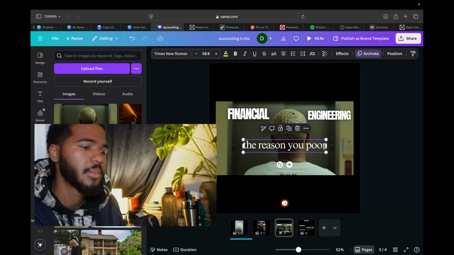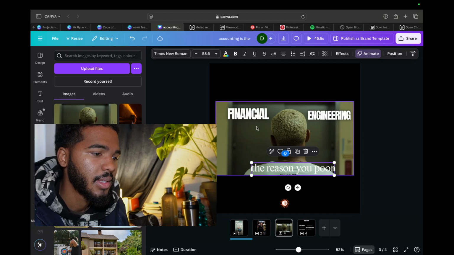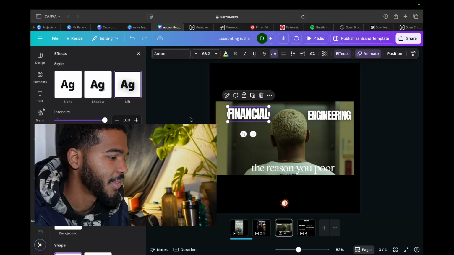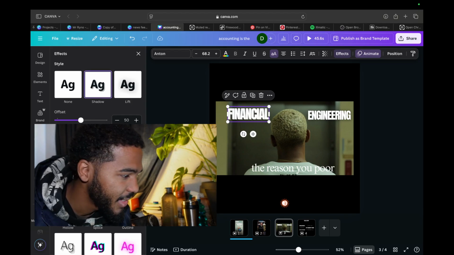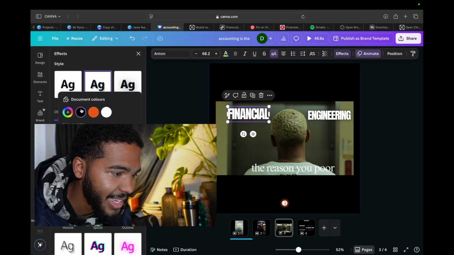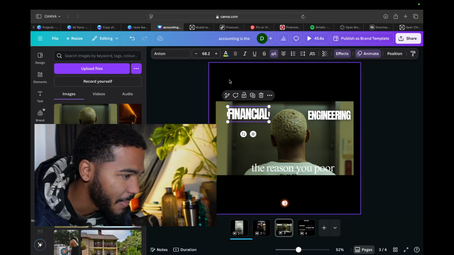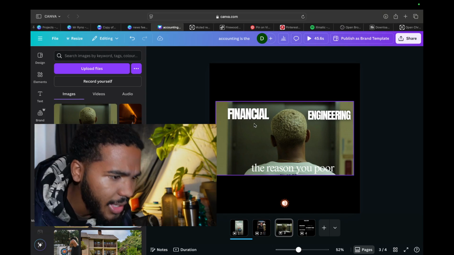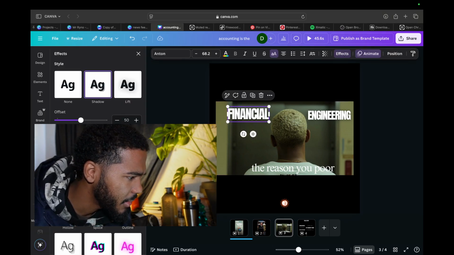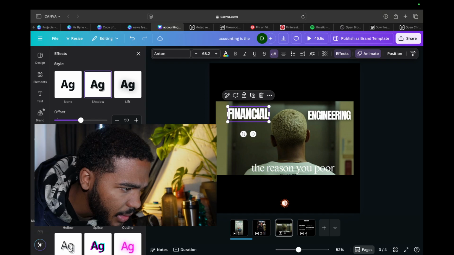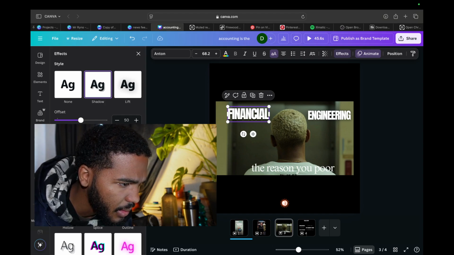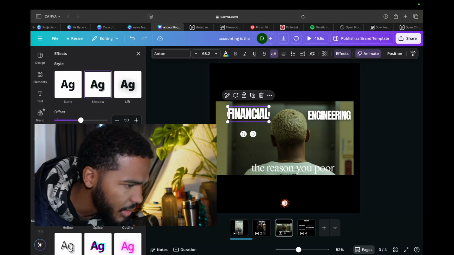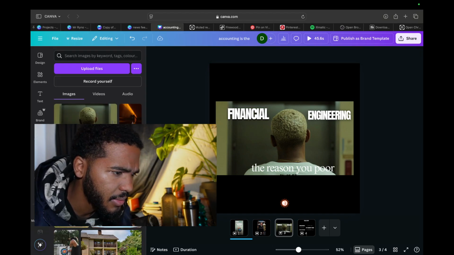How does that look? The reason you're poor. Then you let it float. Oh, it's already lifted. What else could I do? How does that look? Okay, it floats a little bit. Okay, let's try that. Let's try that. Oh, okay. Is it lifted?